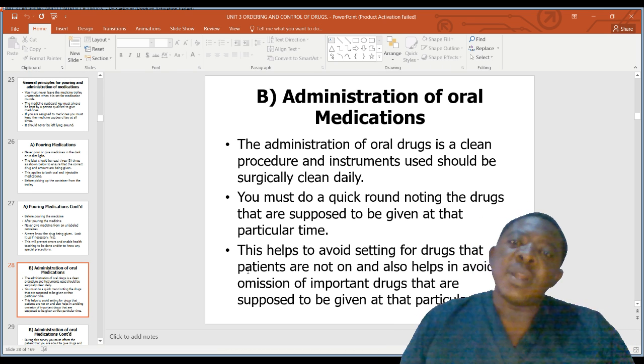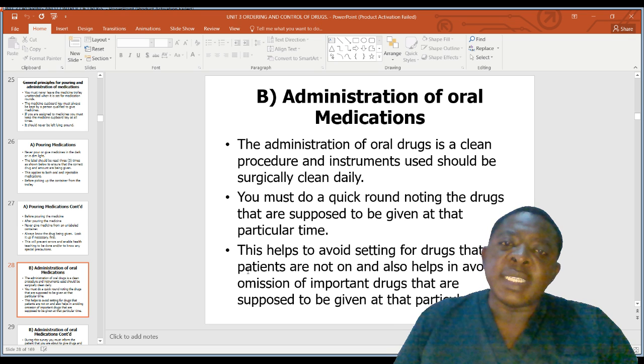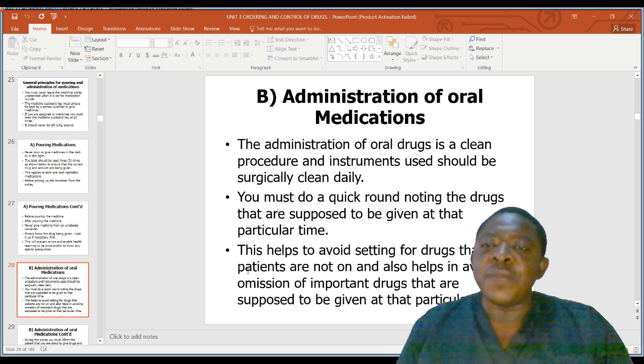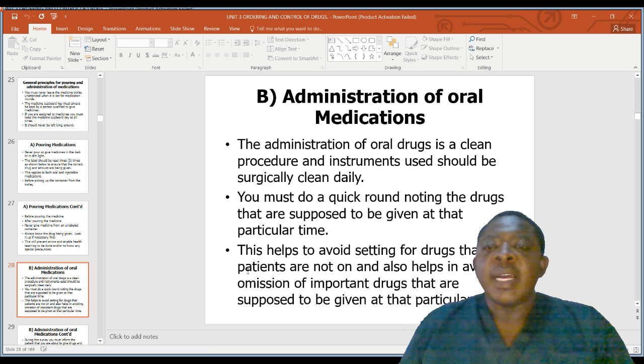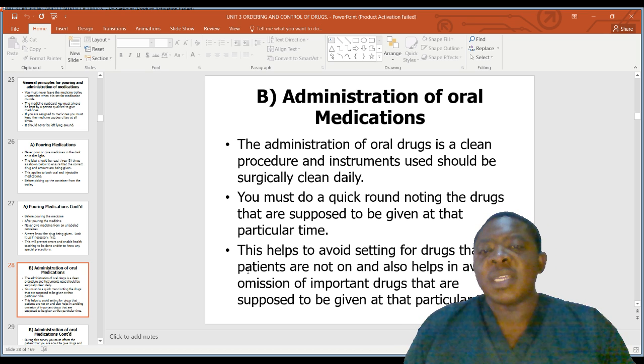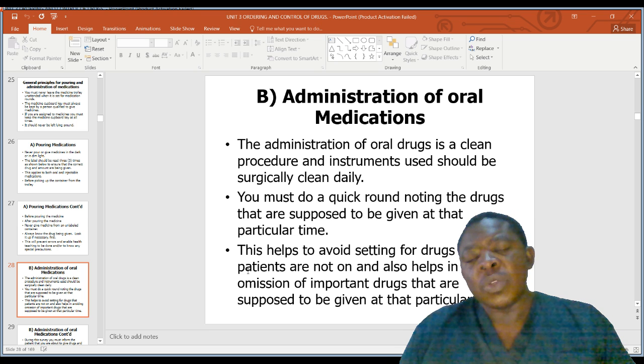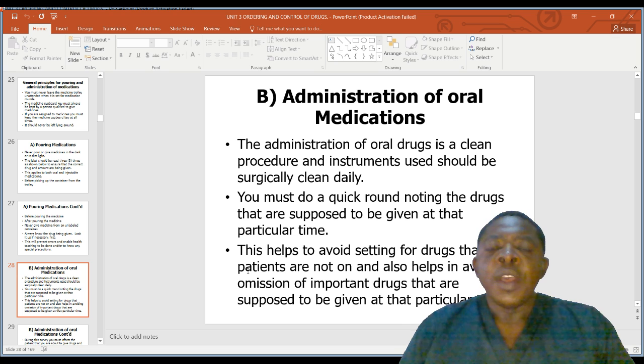The other point on administration of oral medication is that it is a clean procedure. Any instrument used should be surgically clean, so it should be surgically cleaned daily.